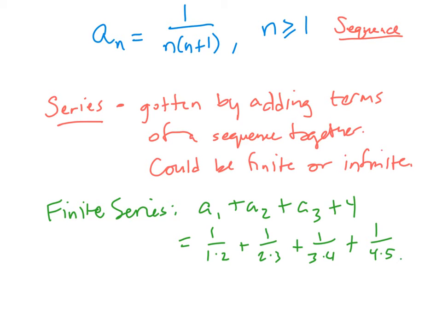All right? And then I could calculate what that is. That would be 1/2 plus 1/6 plus 1/12 plus 1/20. I think actually, miraculously enough, that comes out to a nice even 4/5. Anyway, we'll talk more about that later. But that's an example of a finite series. It's gotten by adding some of the terms of this sequence together.